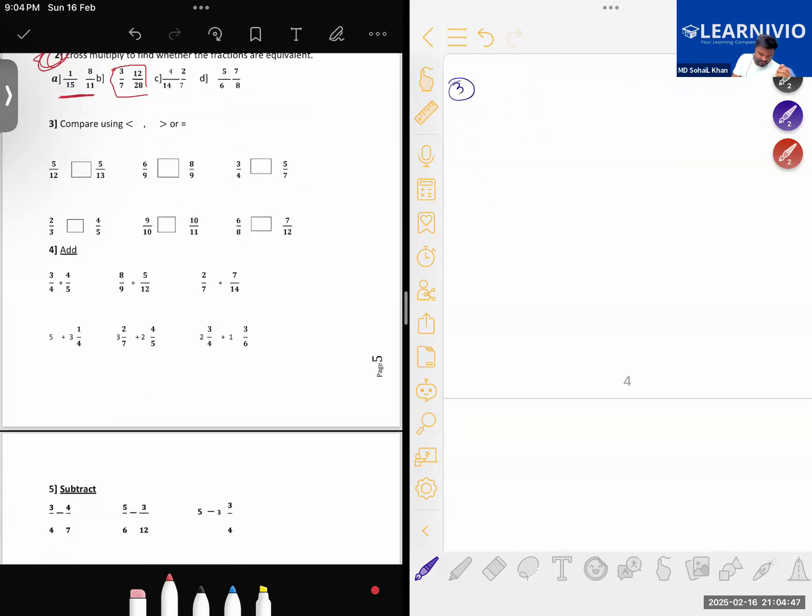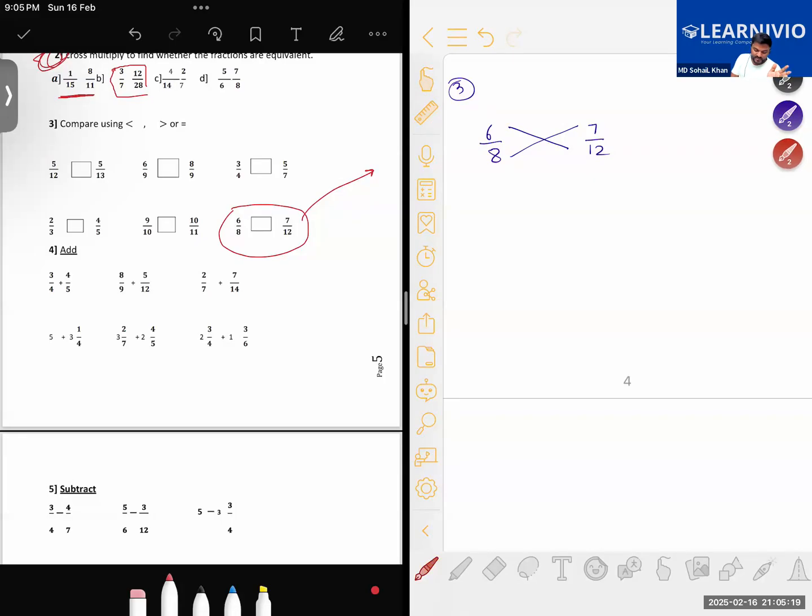I will be doing one of the questions for you. Let's say you have this question: 6 upon 8 and 7 upon 12. We need to compare them, to see if both are equal to one another, or if one of them is bigger and another one is smaller. Let us understand how we can do this. As I told you, via cross multiplication you can find it out. Or you can also convert them into like fractions.